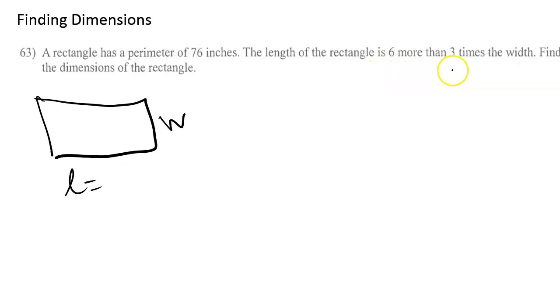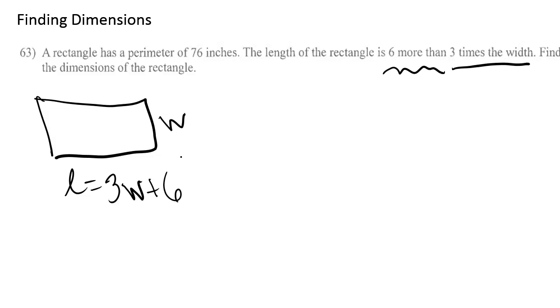So we have two pieces of information. We know that the length is 3 times the width, so that shows us something about multiplication. So we have 3 times the width, but then we also have this piece, 6 more than, so that is showing us that that's addition. So now we have our two dimensions identified in terms of length and width.